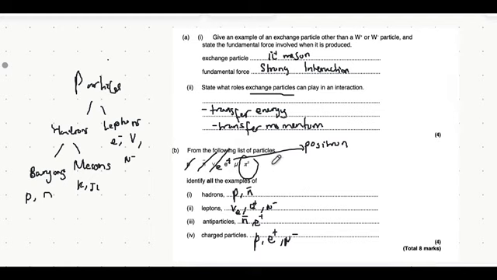This one is a bit tricky, the pi naught meson. It is a meson, so it falls under the category of hadron. It's not a lepton, but it's also not charged. But the antiparticle, it actually is an antiparticle because, what's the definition of an antiparticle? It's something that has the same rest mass but is oppositely charged.